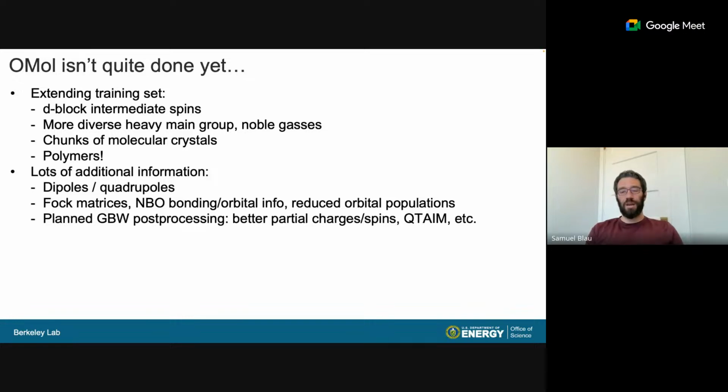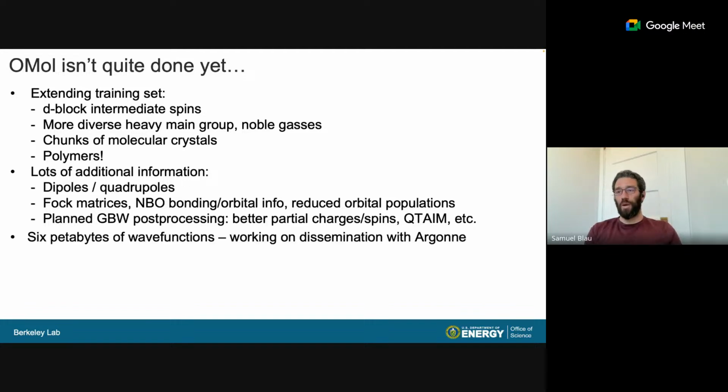We have lots of additional information that we have not yet released for various reasons. Dipoles and quadrupoles, that was just a little bit of an oops. But we also have Fock matrices, all sorts of bonding and orbital information, reduced orbital populations that we need to parse and release. We're planning to do a bunch of post-processing of the wave functions. We also have 6 petabytes of wave functions that we're working on disseminating.